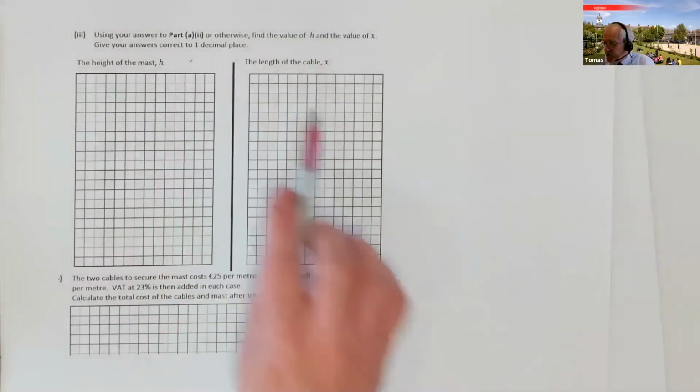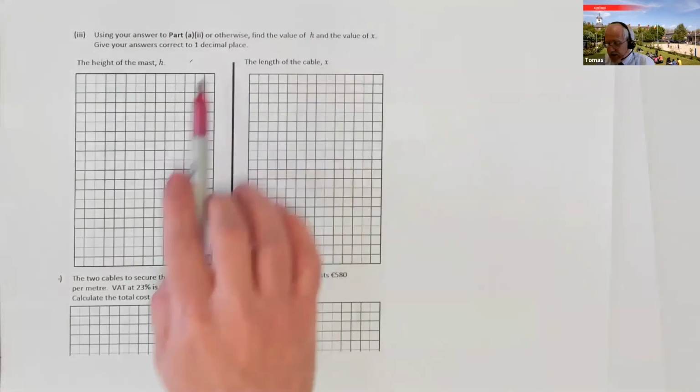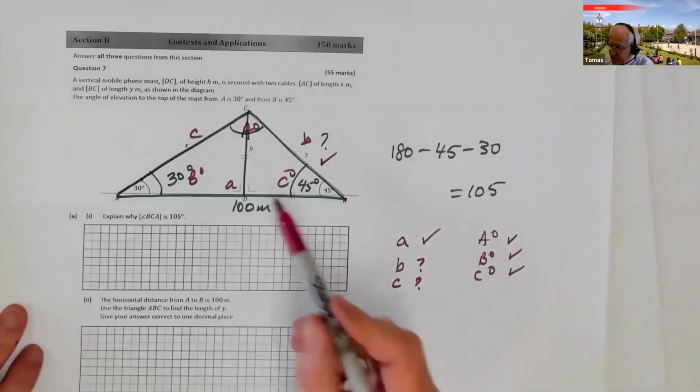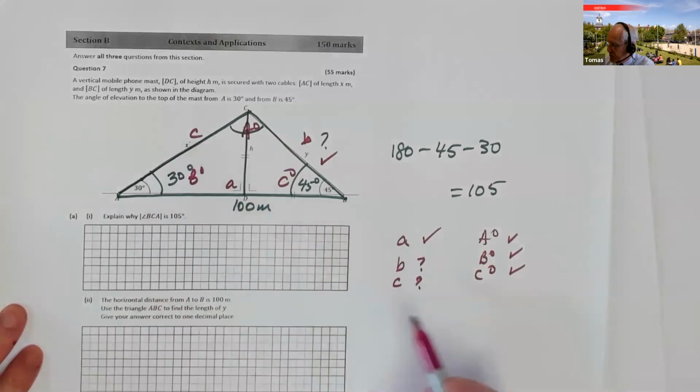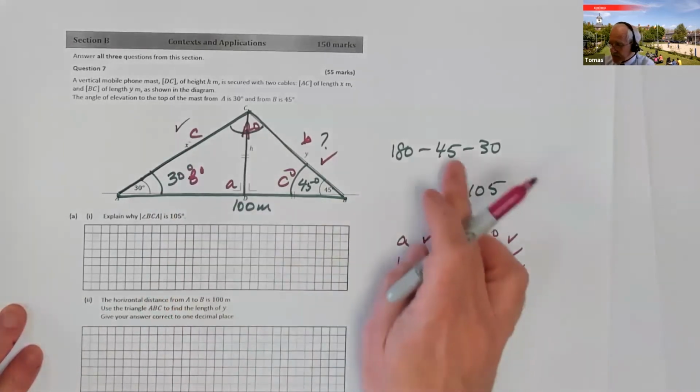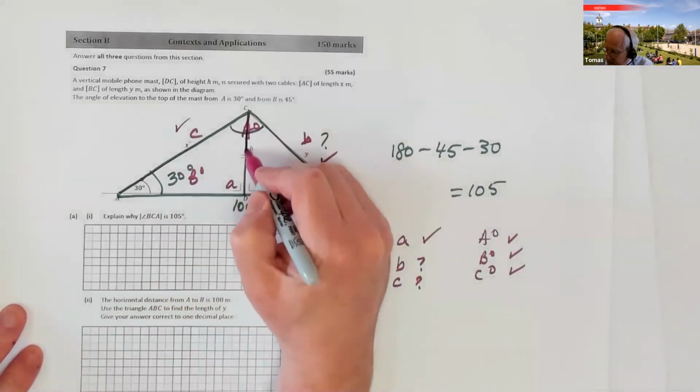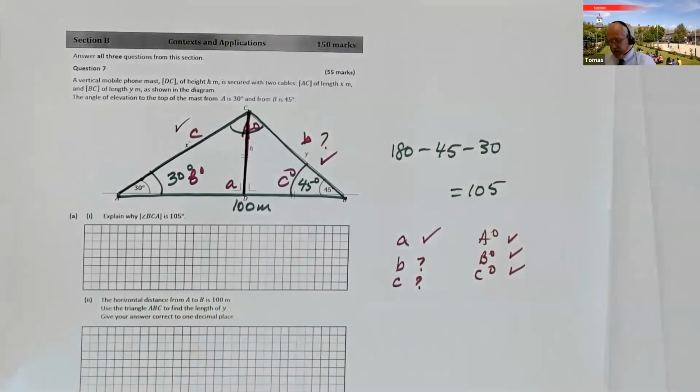Use your answer to find the values of h and the values of x. So how do I find the value of x? It's exactly the same, the sine rule, so that'll be finding C. Same thing again. And how would I find this value here? How would I find that height value there?